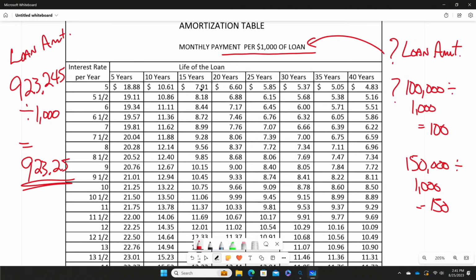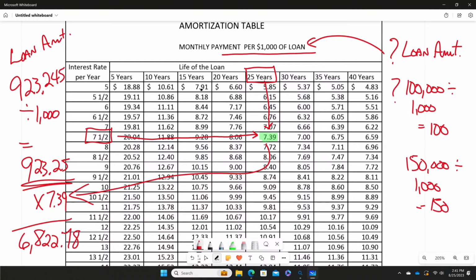From that point, in the problem, they will perhaps give you an interest rate and perhaps give you a loan term. And all you have to do is follow over to the number, and now this number we would just plug in. And so times 7.39, make that a little better, that makes the house payment $6,822.78.